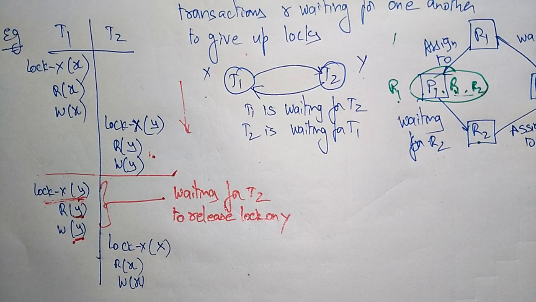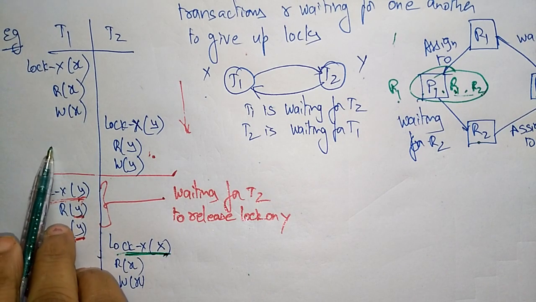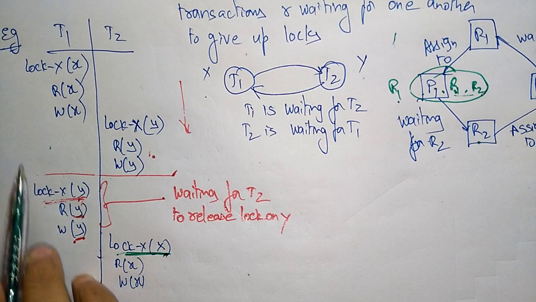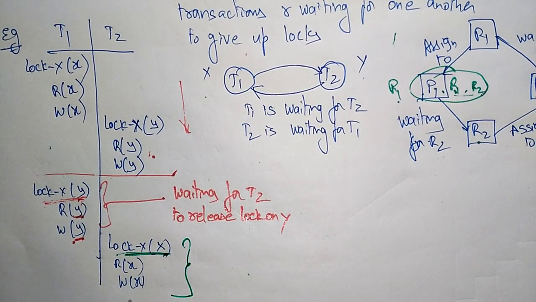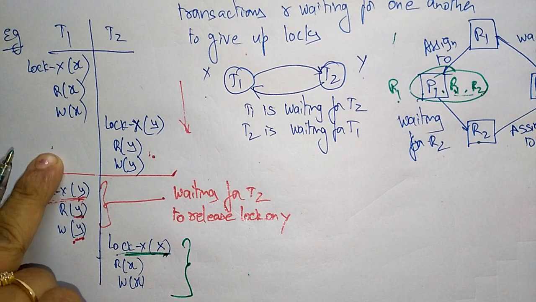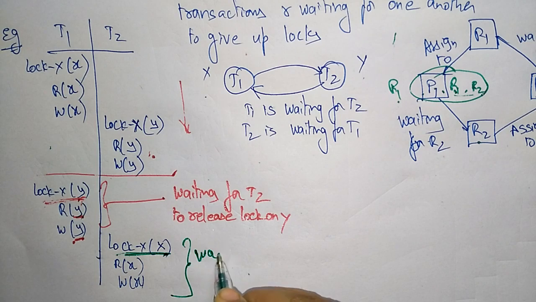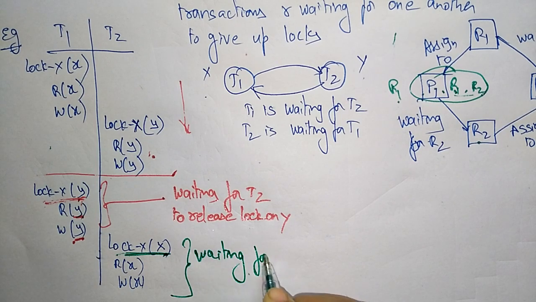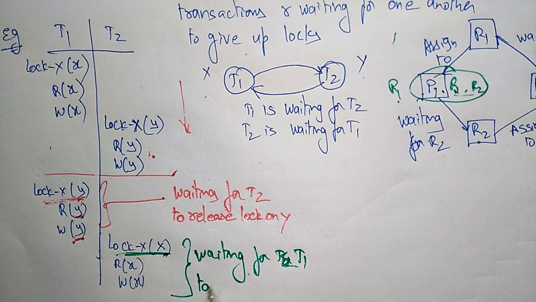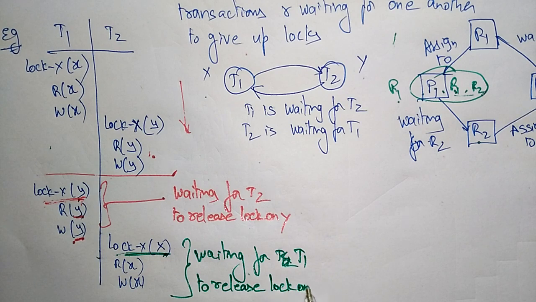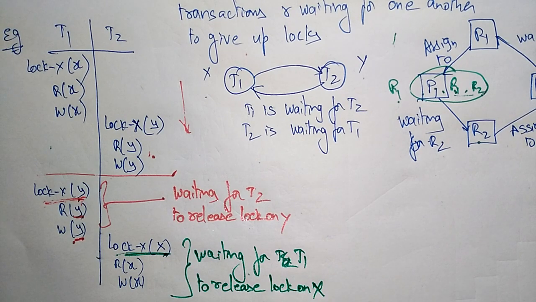At the same way, here also there is an exclusive lock on X. X is already locked by transaction T1, so this operation will wait until this transaction releases the lock. So now it is in waiting state. It is waiting for T1 transaction to release which lock? To release the lock on X. So these two are in deadlock condition.